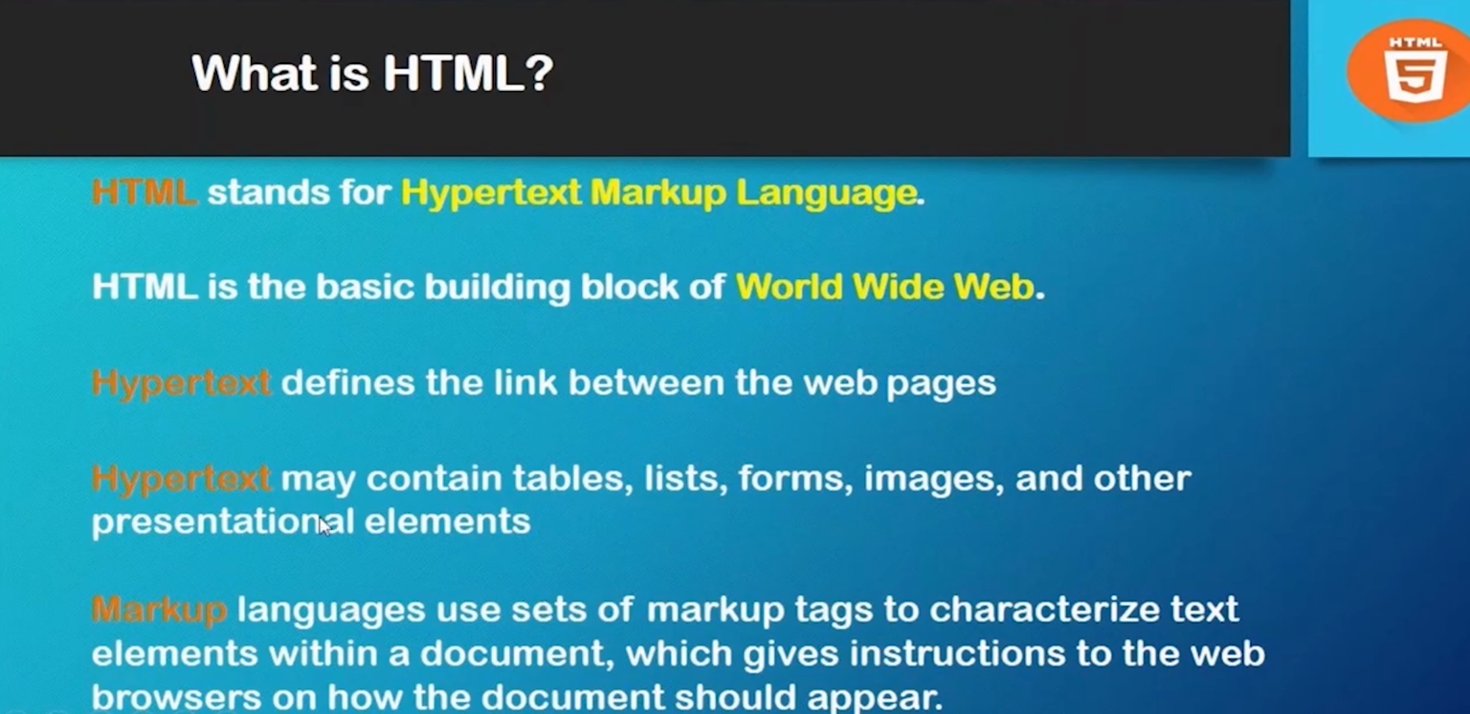A hypertext may contain tables, lists, forms, images, and other presentation elements. If you want to display student details in a tabular format, we can use tables and lists. If you want to create a registration page, you can use forms. For displaying user profiles, you use images, and all this stuff comes under hypertext.